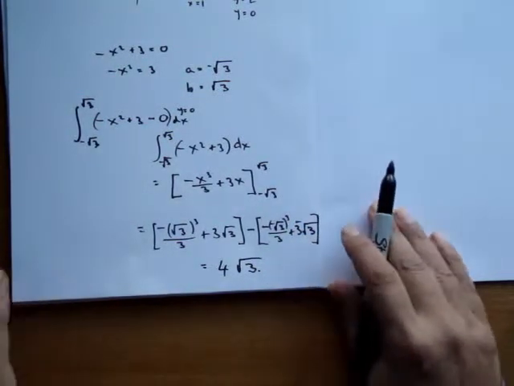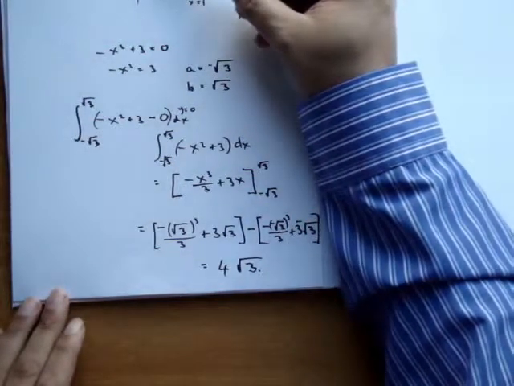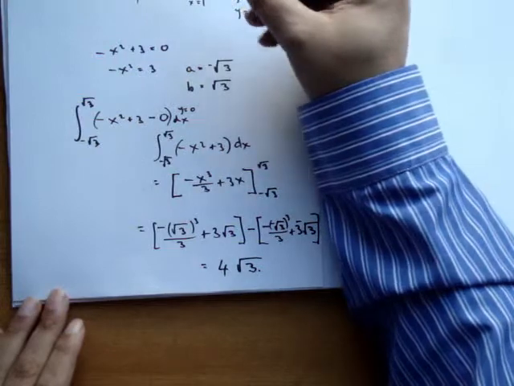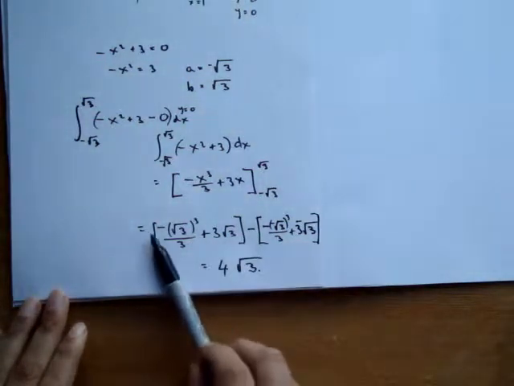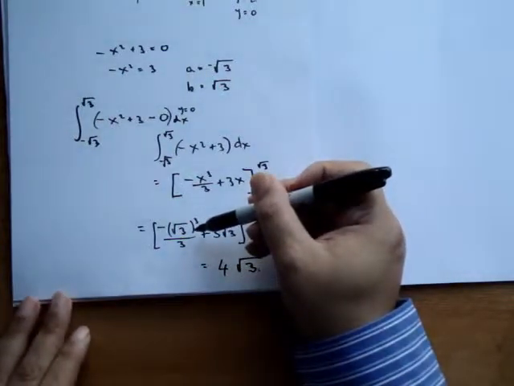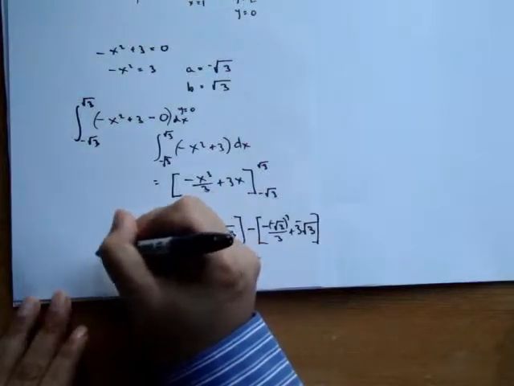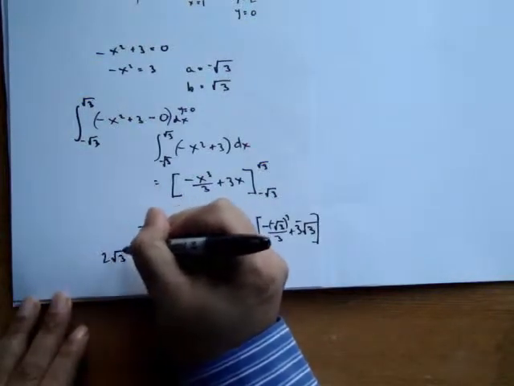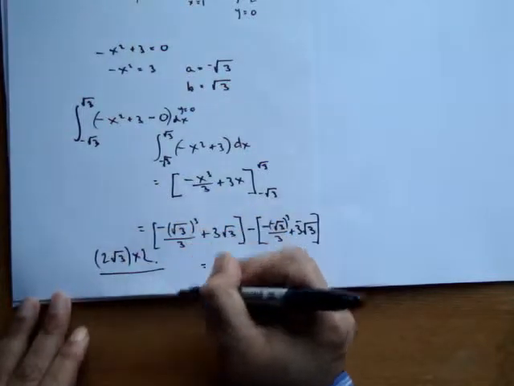We could have done it another way. We know this is symmetrical about the y-axis, so all we needed to do was just work out this part and then double it. When we work out this, this becomes 2 square root of 3, and then we multiply by 2, and that would have given us the same answer.